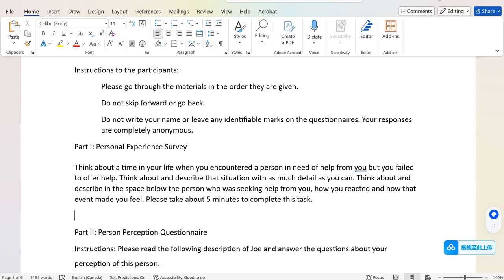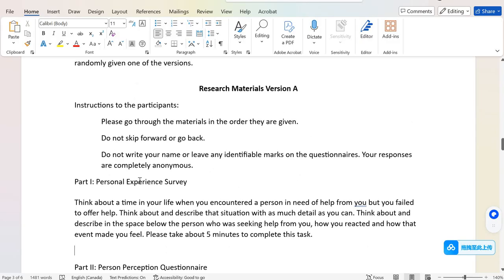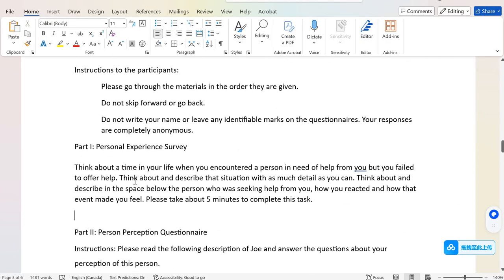How did it make me feel? Well, I feel not good about it. I feel that I was not as generous as I wish I could be. I feel a little bit guilty. It was not a good feeling. This was version A. In version A, first participants would remember such a situation of not being able to help somebody.